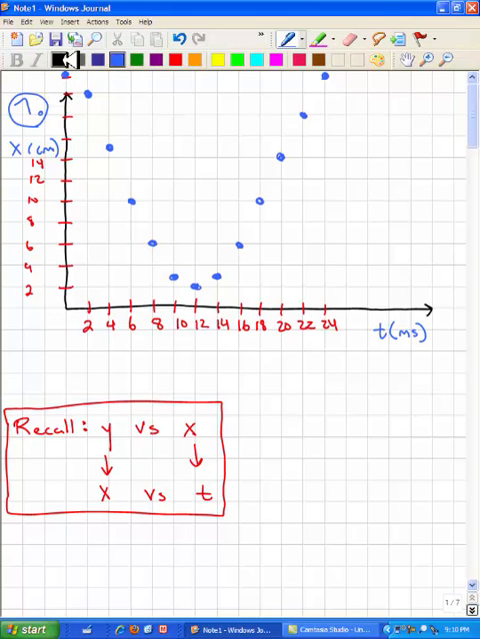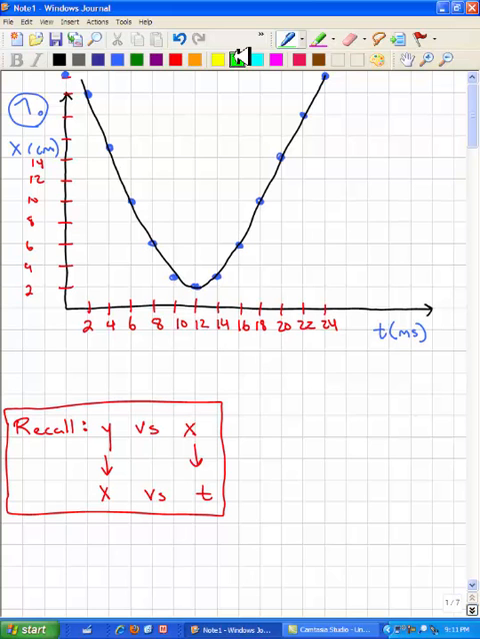Alright, if we connect that with a smooth curve, it looks something like this. Beautiful. Now, that's the graph. Now we have our data plotted. Let's move on to part B. It says determine the ball's initial velocity before coming into contact with the wall.